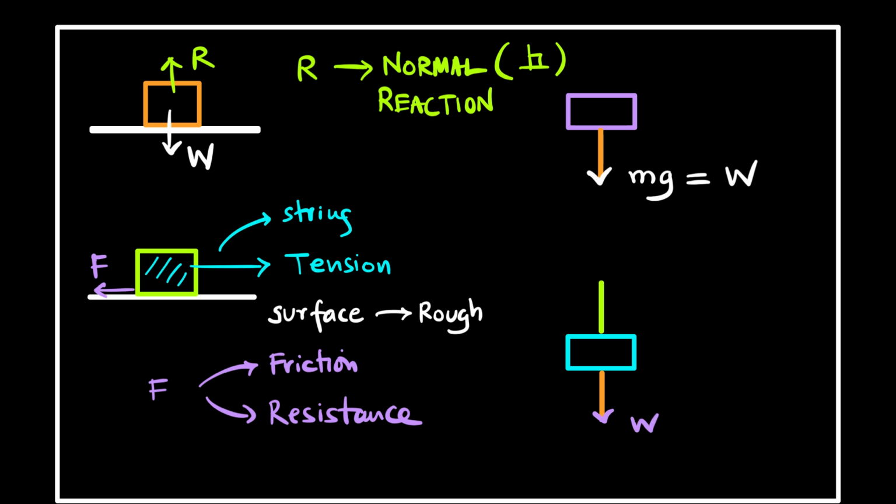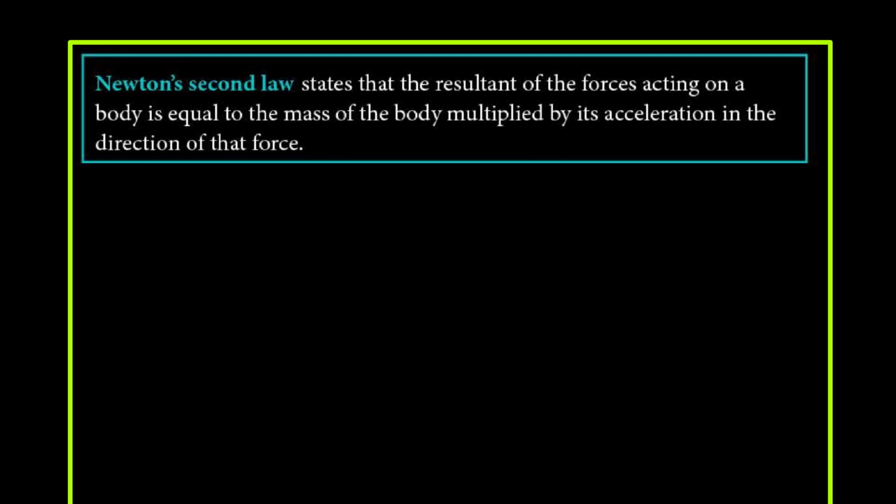This is the weight of the object and it is attached by a string. So this is the tension in the string. This particular diagram forms the cornerstone of connected particles. There is a separate video on it. Now let's move to the second law of motion.